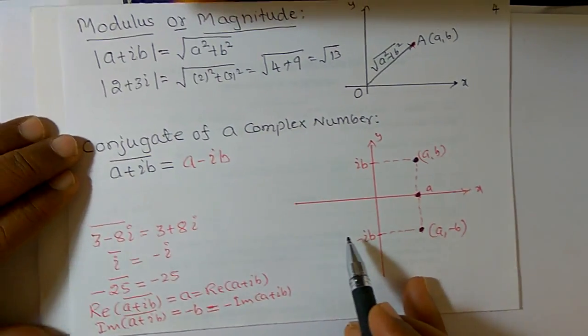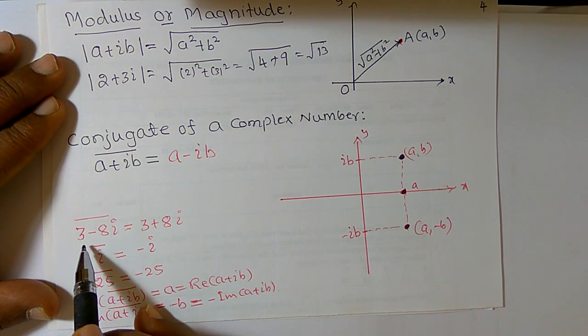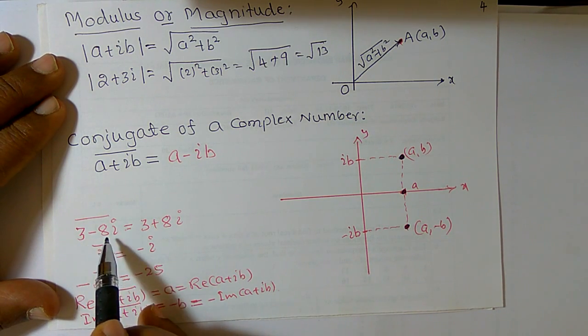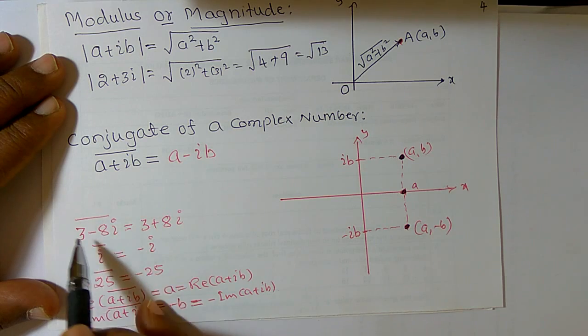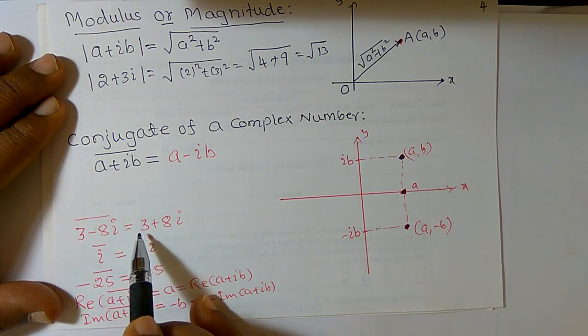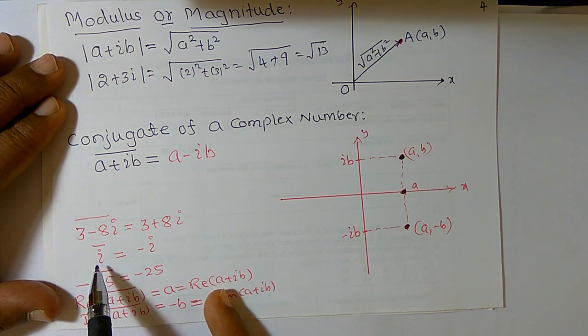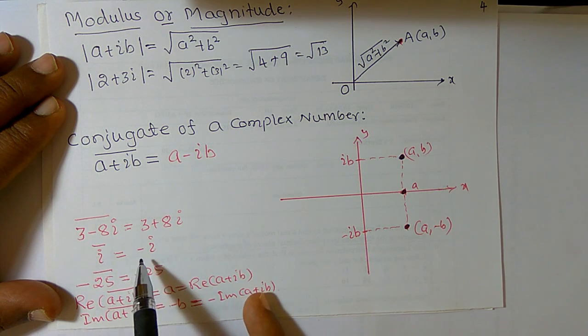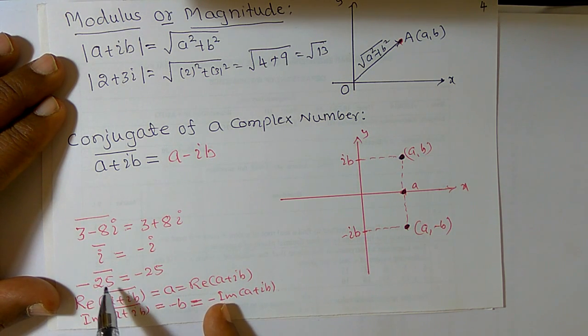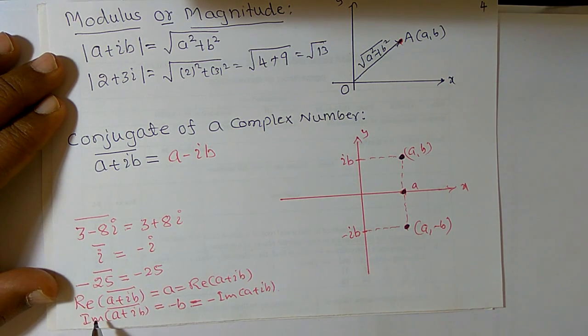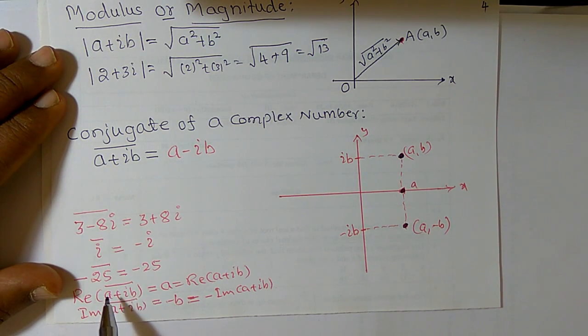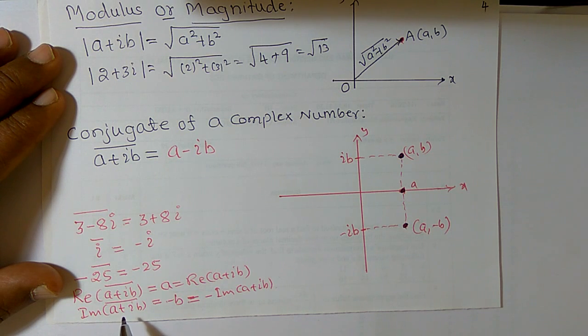So exactly in a similar way you can take particular cases. Conjugate of 3 minus 8i, denoted by using this symbol, can be written as 3 plus 8i. Conjugate of i, denoted by i bar, is equal to minus i. Conjugate of minus 25 can be written as minus 25. So the real part of conjugate of a plus ib is equal to a only, or it can be written as the real part of a plus ib. Similarly, the imaginary part of the conjugate of a plus ib is minus b, that is equal to minus the imaginary part of a plus ib.